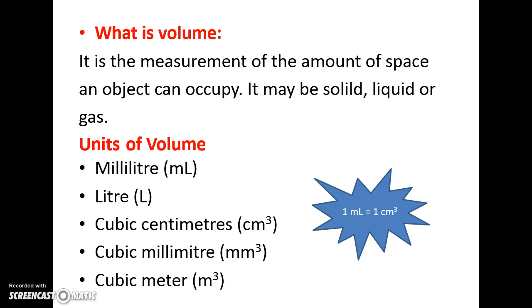Here are the different units of volume. First being the milliliter, that's mL. The liter is capital L. Cubic centimeters, cm³. Cubic millimeter, mm³. And cubic meter, m³. And 1 milliliter is equivalent to 1 cubic centimeter. So for instance, if a cube has a volume of 10 cubic centimeters, it is equivalent to 10 milliliters.